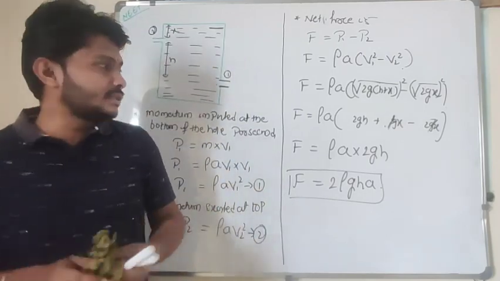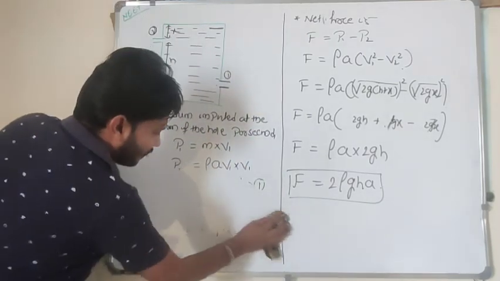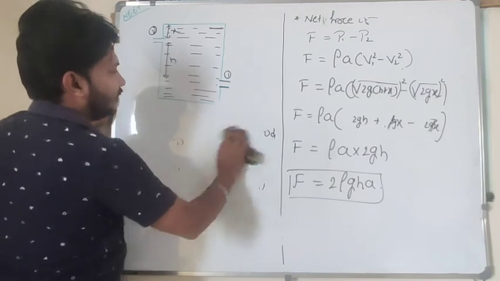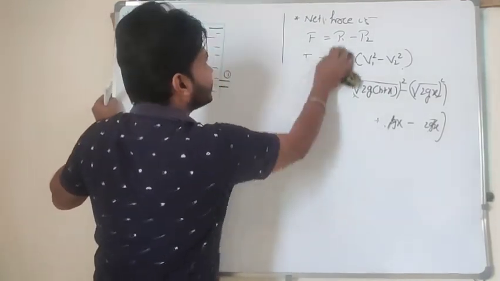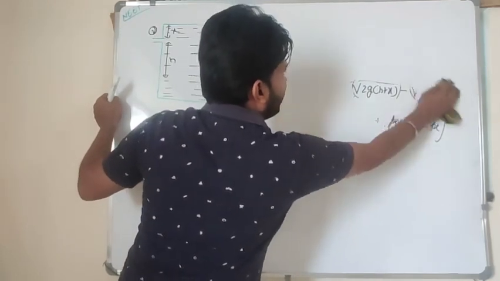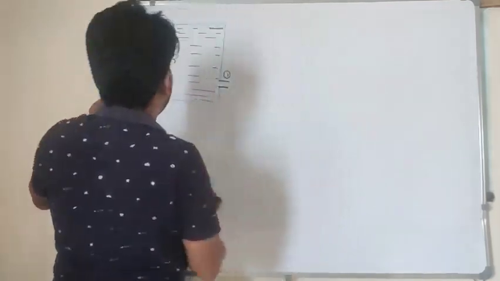Next we will discuss this. For example, I will take one container, right? To this container I will make two holes on the same side, then the horizontal range will be the same. Look at here.